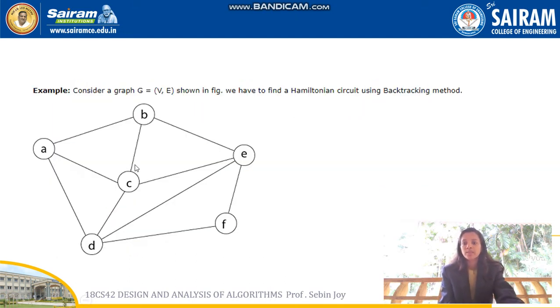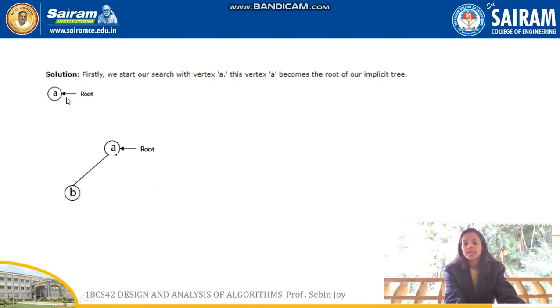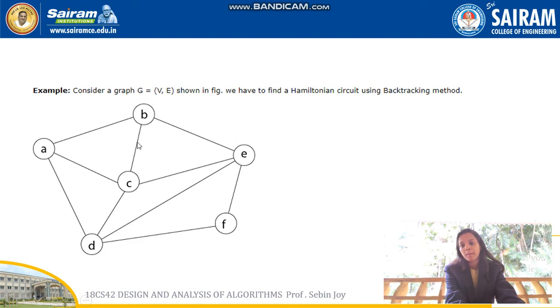This is the problem. It has 6 vertices and it's an undirected graph. We should find the Hamiltonian circuit or Hamiltonian cycle in this. So I'll be starting with one vertex, vertex A. For vertex A, I'll check the adjacent nodes: B, C, D. Any of these vertices you can visit. So I'll be visiting the vertex B first.